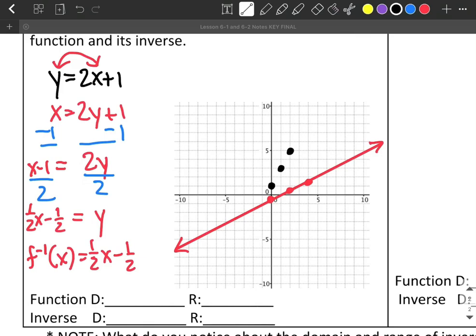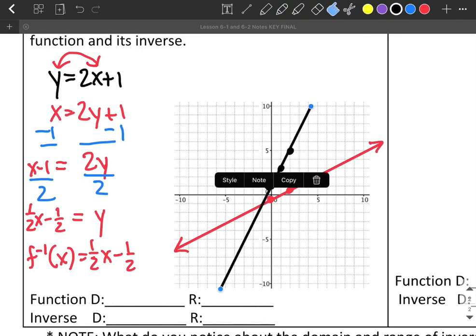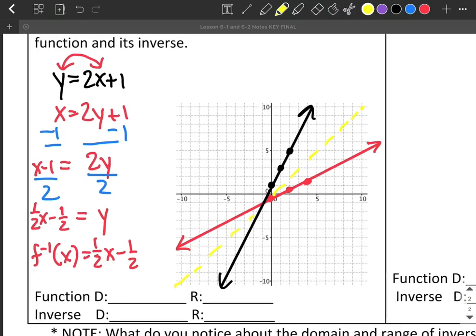Oops. Doesn't look amazing. Right, and then I put the ends on that. And I can see this looks symmetrical over that line, y is equal to x. If I write that line or draw that line, it looks symmetrical over that line.